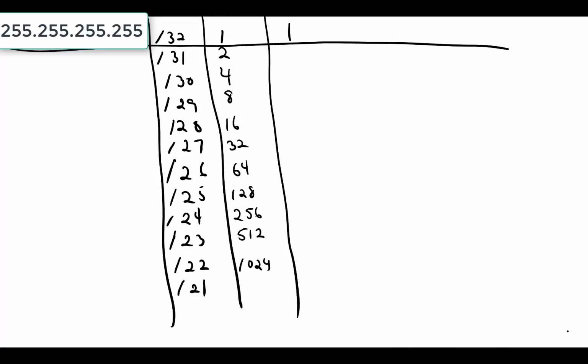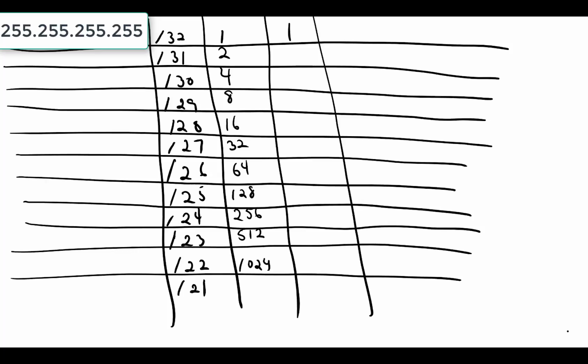Let's draw some lines in here so we keep everything together. Remember, our usable IPs are over here. We subtract 2. So 2 minus 2 is 0. 4 minus 2 is 2. 8 minus 2 is 6. 16 minus 2 is 14. 1024 minus 2 is 1022, and so on. Now this last part here is a little more difficult.